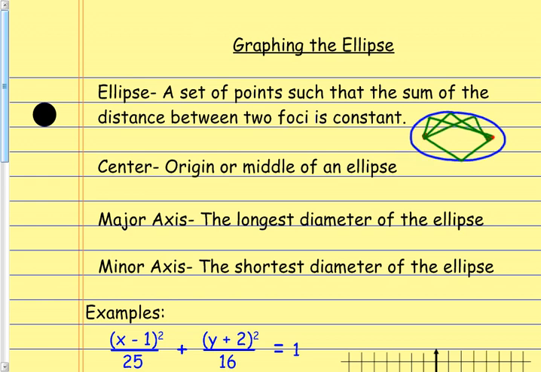So as I measure from the focus to the ellipse and back to the other focus, when I add those distances up, I'm going to get the same value every time. That's the true definition of an ellipse: a set of points such that the sum of the distance between two foci is constant.